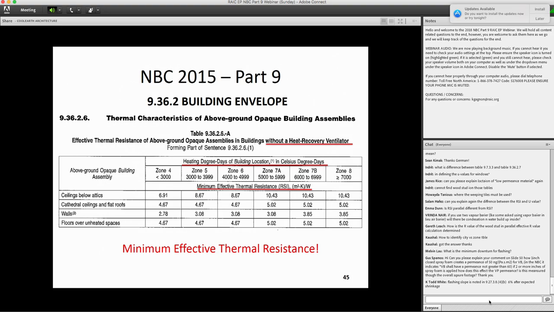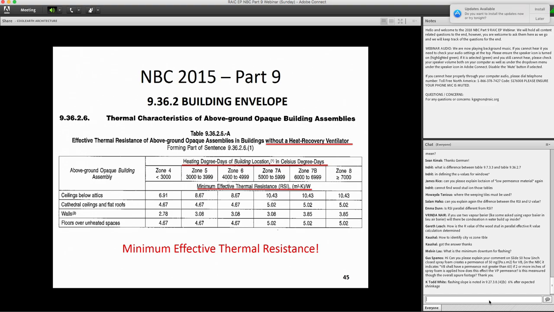What does high moisture generation in sentence 3 of table 9.7.3.3 mean? I'm not going to even check that in the code, but I'm pretty sure it means that, for example, the picture I showed you, a coffee shop that has non-stop boiling water, that's a high moisture generation component or type of occupancy.